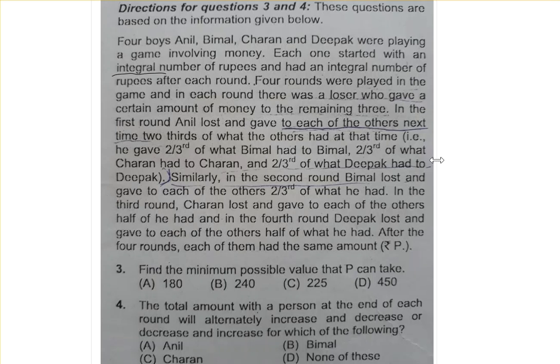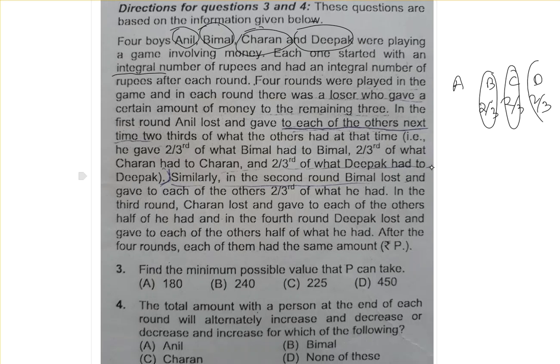Okay, so each one started with an integral number of rupees and had an integral number of rupees after each round. Four rounds were played in the game, and in each round there was a loser. So A, B, C, D are our four boys who participated in the game, and at first A lost, and he gives B, C, and D not two-third of what he had, but two-third of what B had, two-third of what C had, and two-third of what D had.